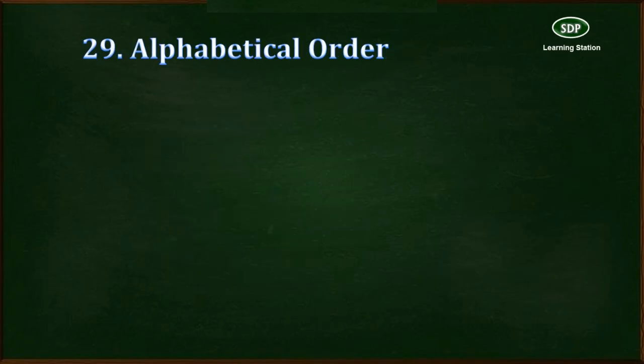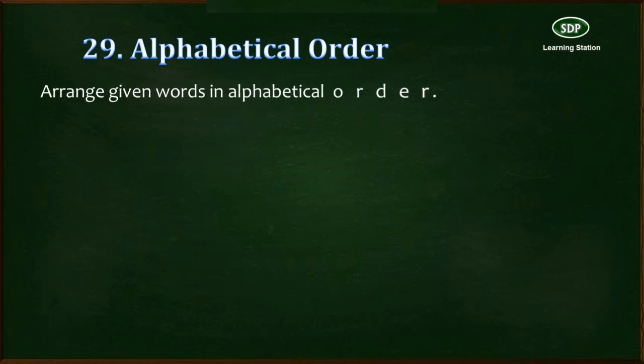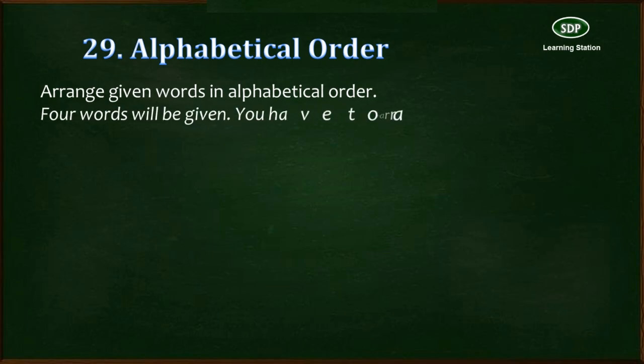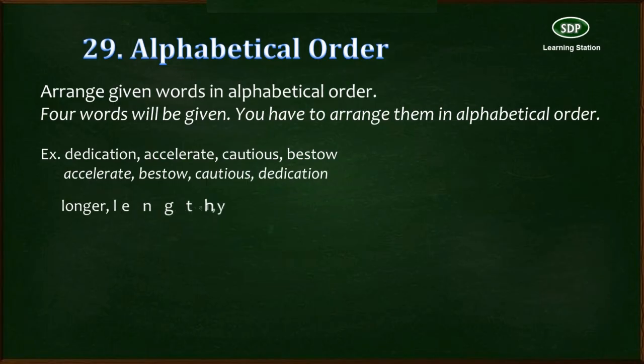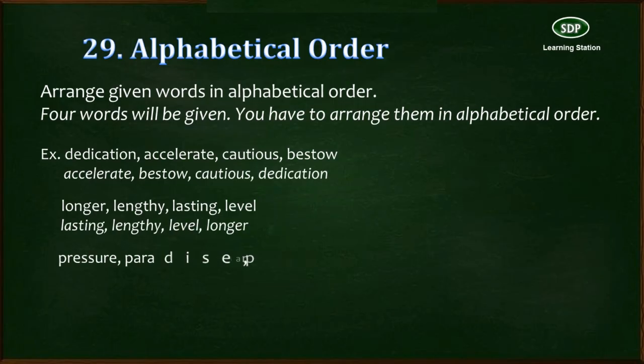Alphabetical order. Arrange given words in alphabetical order. 4 words will be given. You have to arrange them in alphabetical order. For example, dedication, accelerate, cautious, bestow. Accelerate, bestow, cautious, dedication. Longer, lengthy, lasting, level. Lasting, lengthy, level, longer. Pressure, paradise, praise, pure. Paradise, praise, pressure, pure.